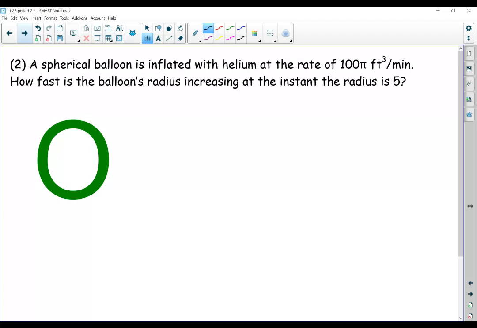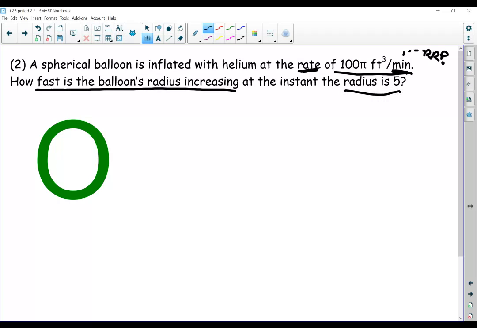So let's stick with our balloon. I think that's supposed to be a balloon. A spherical balloon is inflated with helium at the rate of 100 pi feet cubed per minute. So now this is a situation where, if I was reading this word problem, I see that I have an object. I see that it has a rate, and that rate has a time factor in it. This is my ding, ding, ding. This is a related rate situation. Related rates. I notice it. I want to know how fast is the balloon's radius increasing at the instant when the radius is 5.